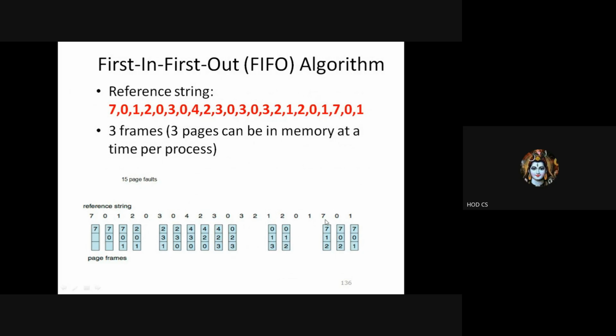So I need to check for 7. 7 is not available. The first bit which has come is 0. So replace it by 7. Next I need to replace 0. 1 has come first, so 0. And then I have to check for 1. 1 is not available. So 2 is the bit which has come first. So replace it by 1. So this is how we need to work on the first in, first out algorithm.